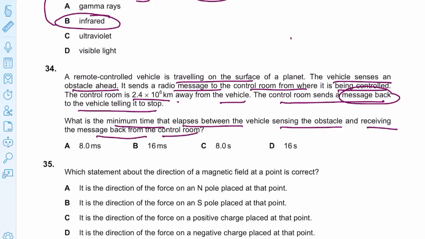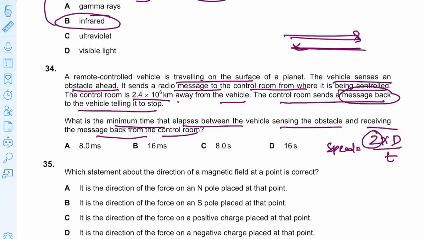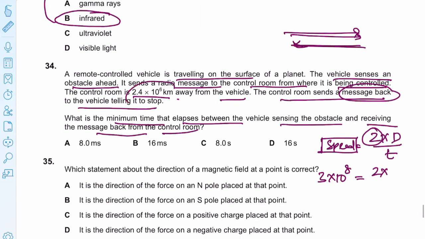That means it is going and coming back. So which formula will I apply for this question? I can say that speed equals 2 times distance over time. Why? Because 2 is multiplied since it is going and coming back. Did you get it? And the speed of the radio wave will be exactly 3 times 10 power 8. Two times, I think the distance is given as 2.4 times 10 power 6, but it is given in kilometers.